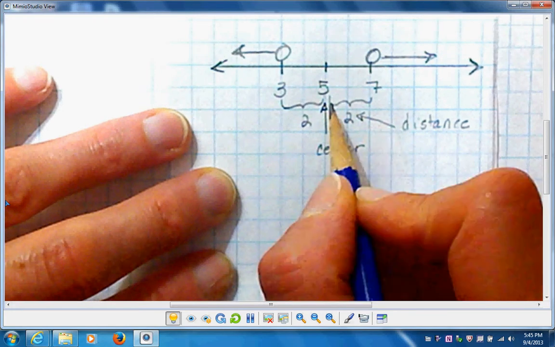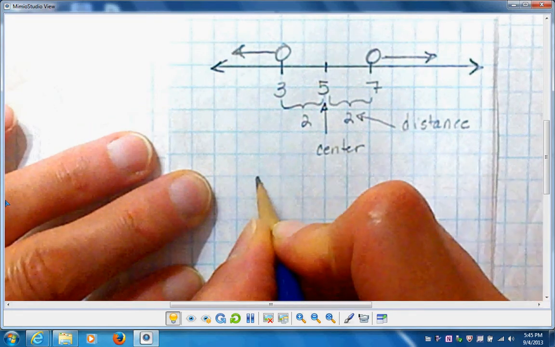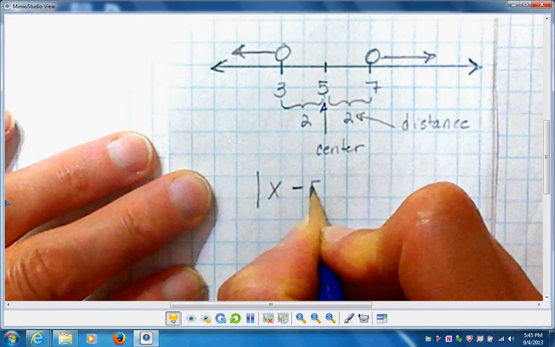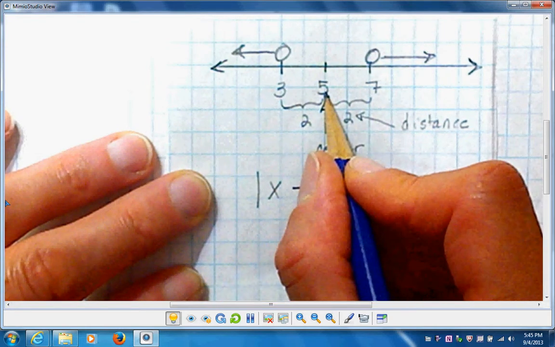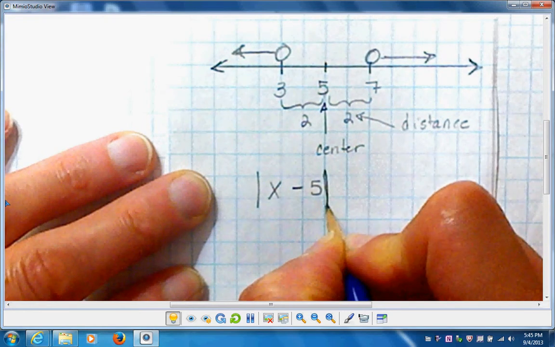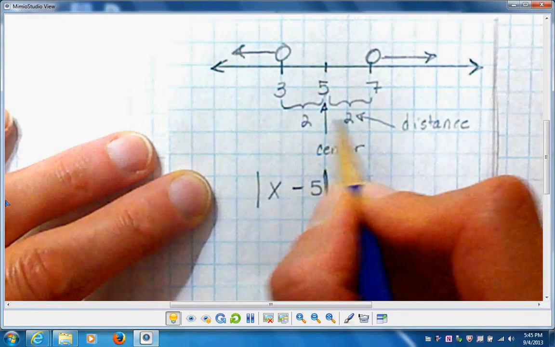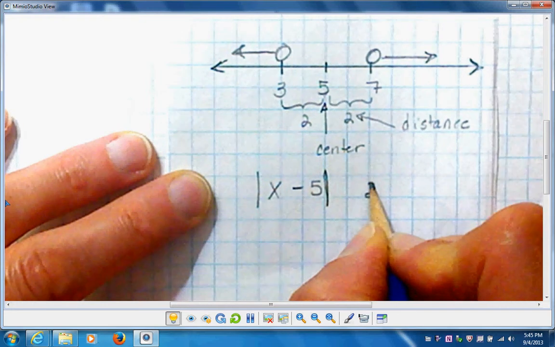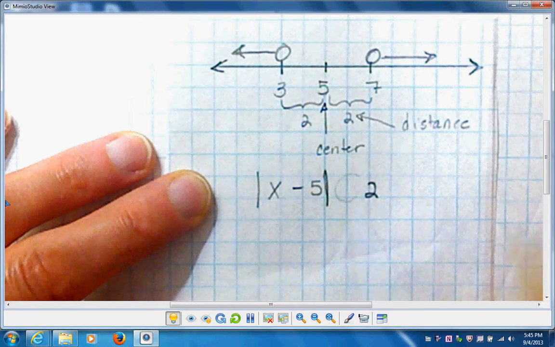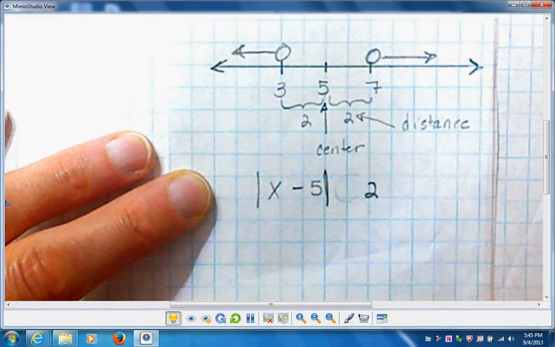I know that my center is 5, so my absolute value is going to be x minus 5, because remember, it's always the opposite of what we see here is what goes in here, and the other way around. And that has to have some sort of distance of 2. So I'm going to have some sort of inequality right here. I need to figure out what that is.